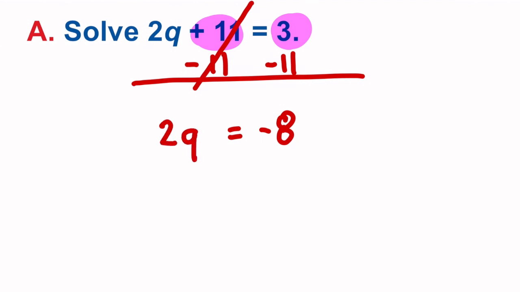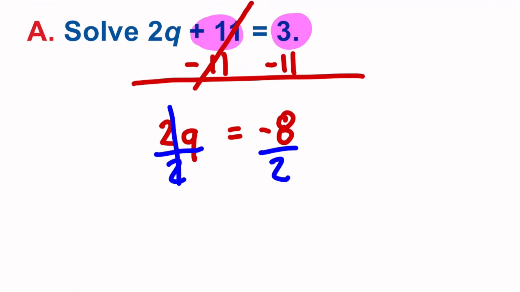So now we can finally do that. Now we have 2 times q. The opposite of multiplying by 2 is to divide by 2. So I'm going to divide by 2 on both sides of my equal sign. So 2 divided by 2, and then on my other side, negative 8 divided by 2.